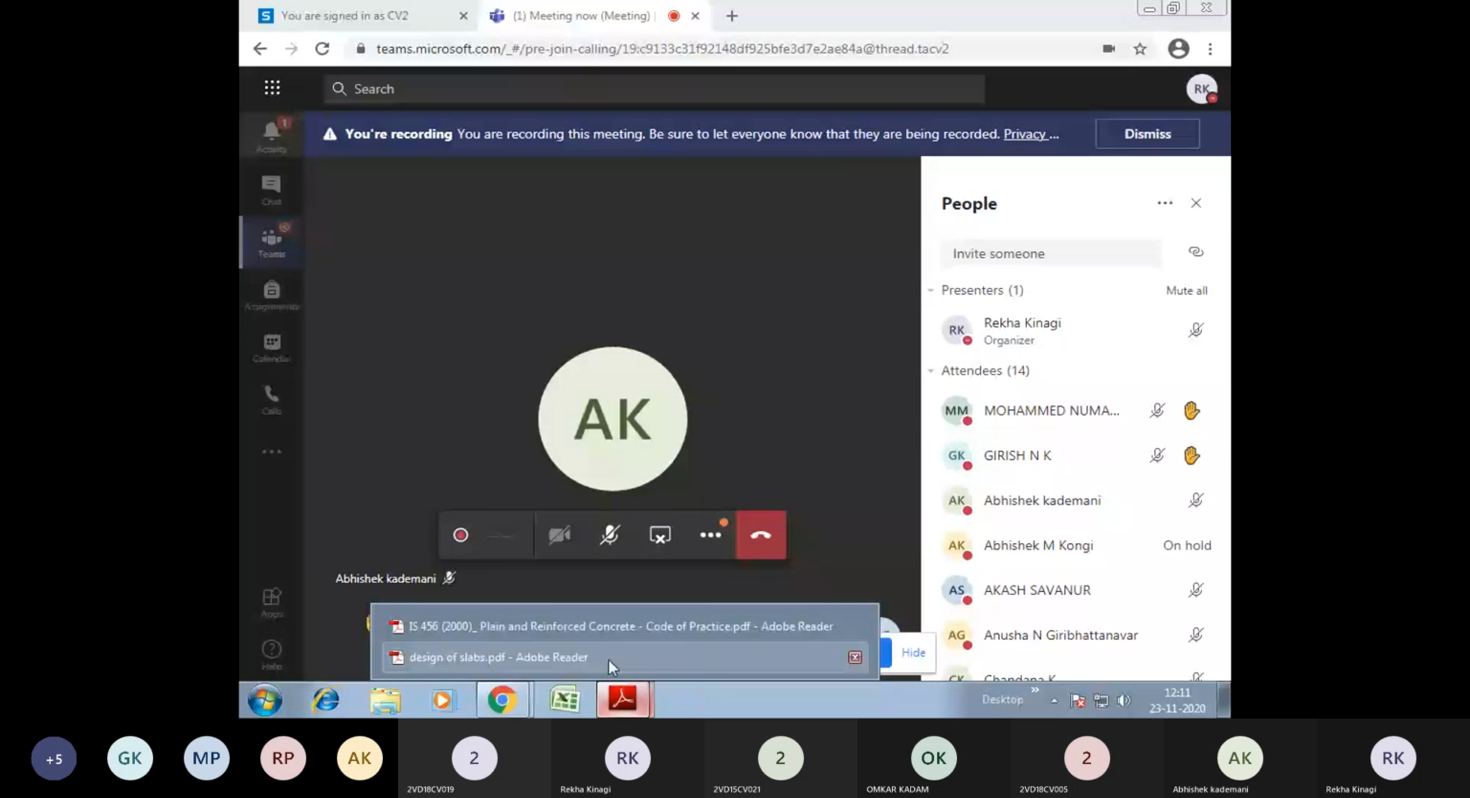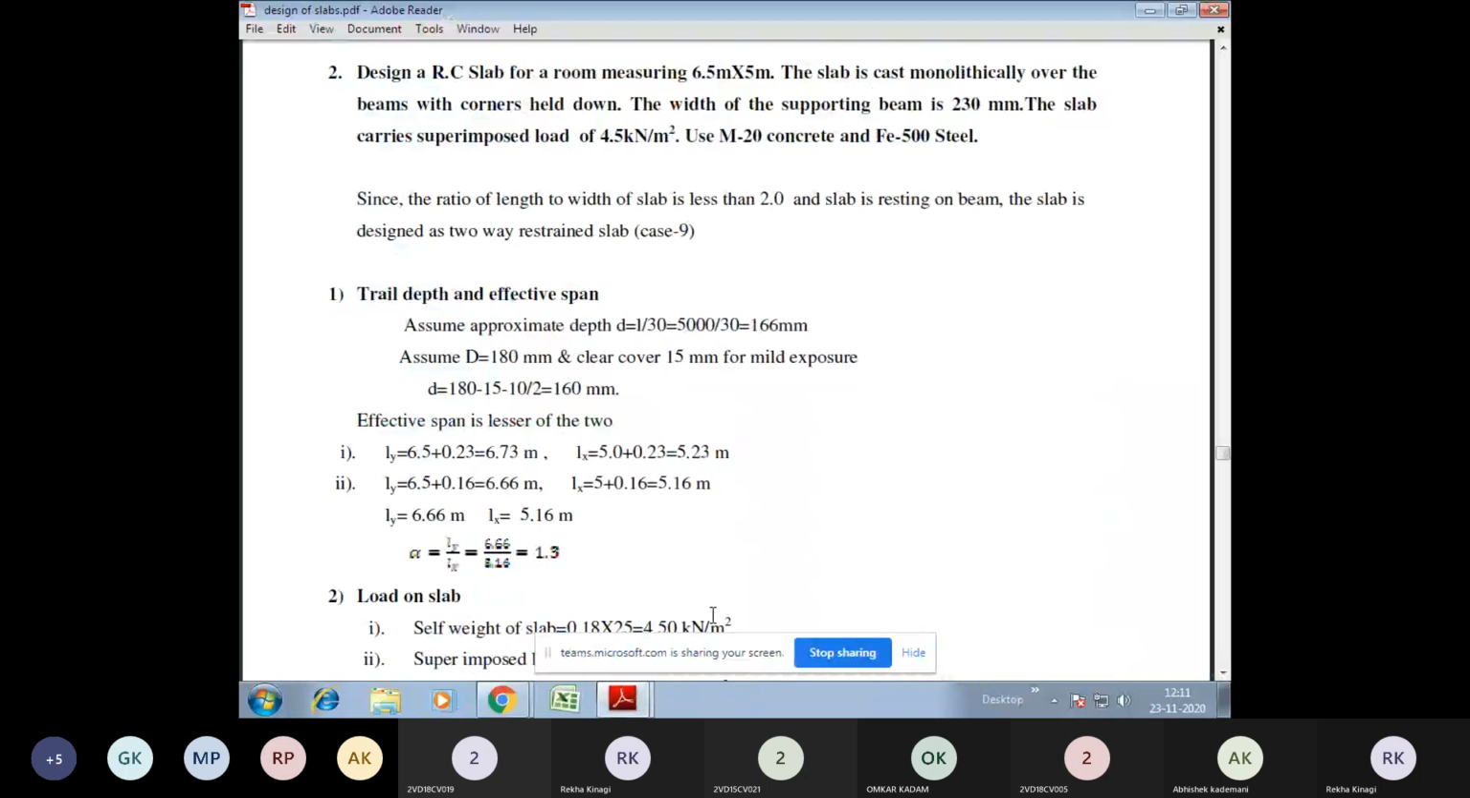Okay, let's start with today's session with the design of two-way slab. Here is the numerical. Design a RC slab for a room measuring 6.5 meter by 5 meter. The slab is casted monolithically over the beams with corners held down. The width of supporting beam is 230 mm. The slab carries superimposed load of 4.5 kN per meter square. Use M20 grade concrete and Fe 500 steel. So here is the dimension of the room, which is measuring 6.5 meter by 5 meter.